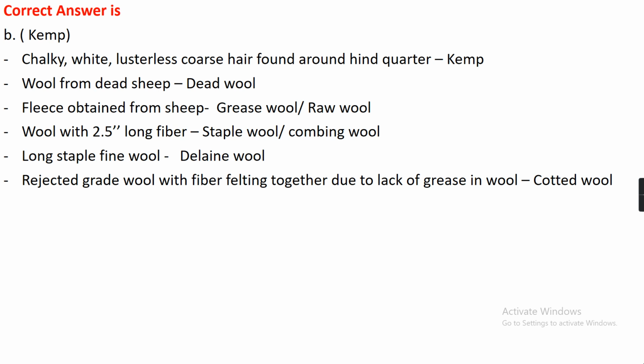Okay, chalky, white, lusterless, coarse hair which is found around the hindquarter is known as scam, while wool from a dead sheep is known as dead wool, and fleece which is obtained from the sheep is known as grease wool or raw wool. Wool with 2.5 inch long fiber is known as staple wool or combing wool, while long staple fine wool is given another term, delaine wool, while rejected grade wool with fiber that is felting together due to lack of grease in the wool is known as coated wool.